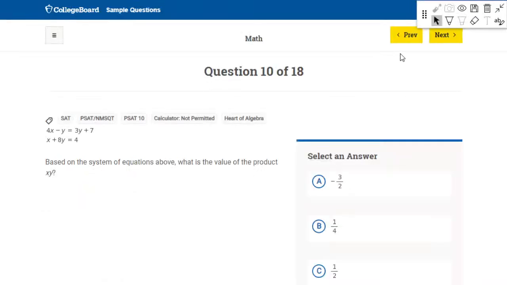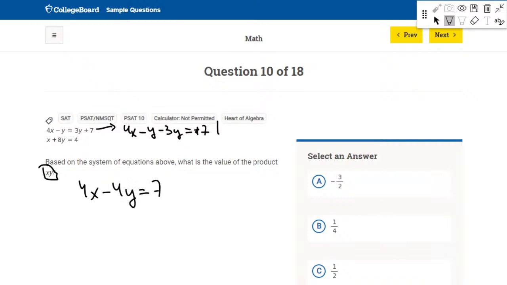Next question. Oh, it's a system of equations. We just need to find x multiplied by y. For that, we first need to find x and y. Let's first simplify these lines. So we rewrite it as 4x minus y minus 3y equals 7, or we can rewrite it as 4x minus 4y equals 7, and here x plus 8y equals 4.